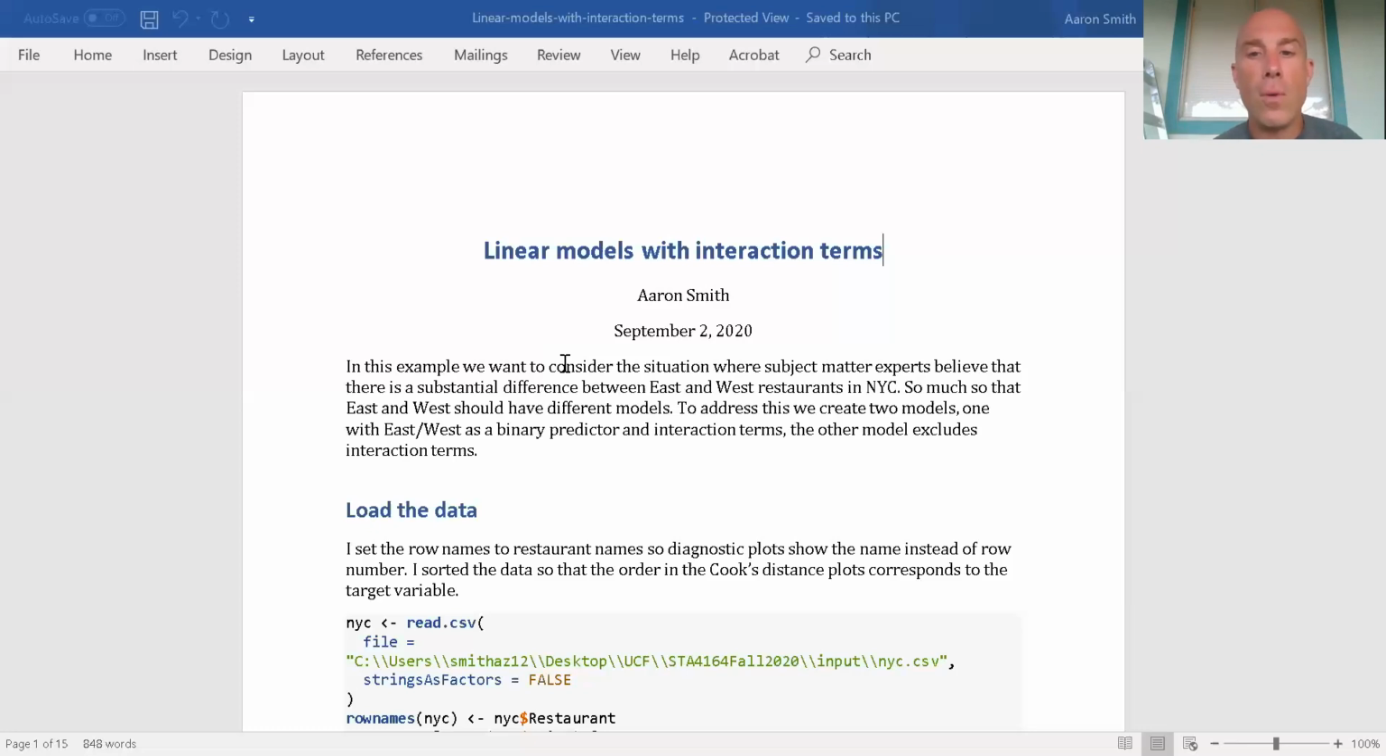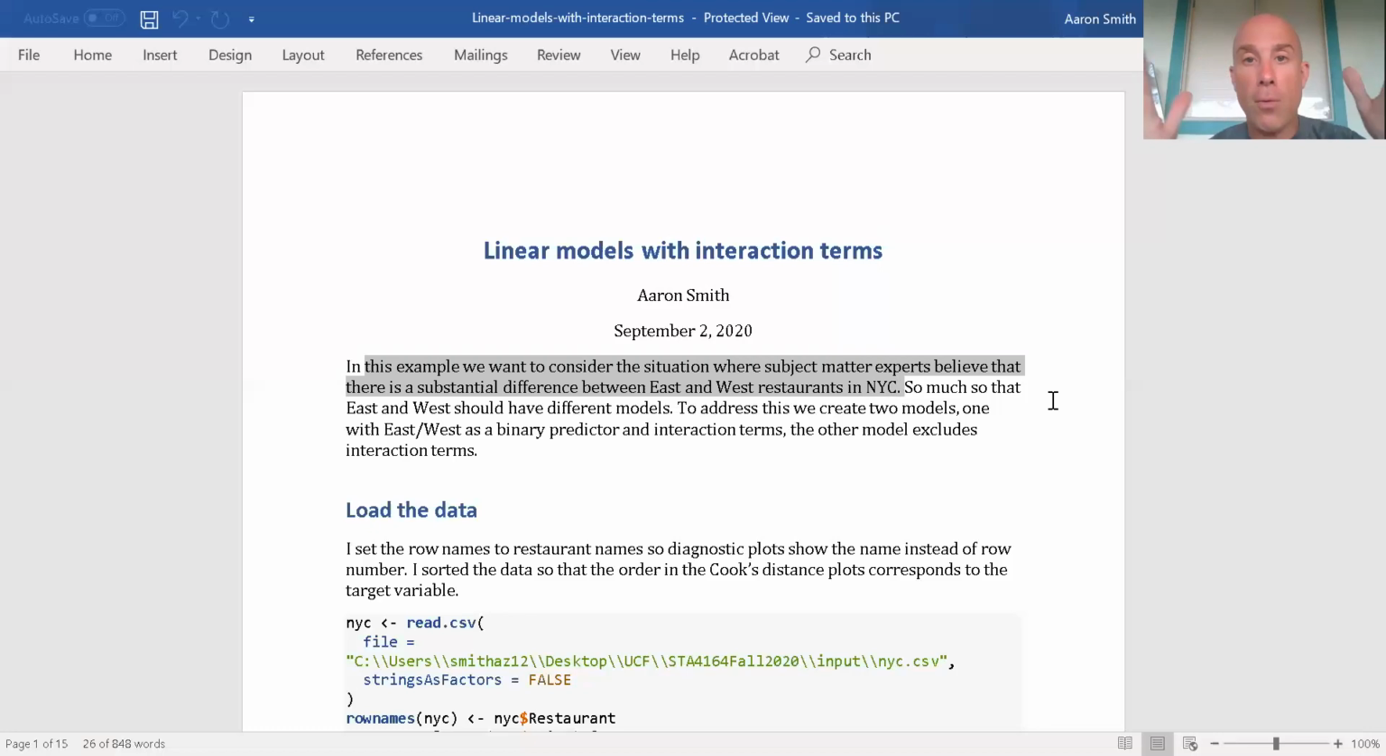All right, so in this example, we want to consider a situation where subject matter experts believe that there is a substantial difference between East and West restaurants in New York City, so much so that East and West should have different models.